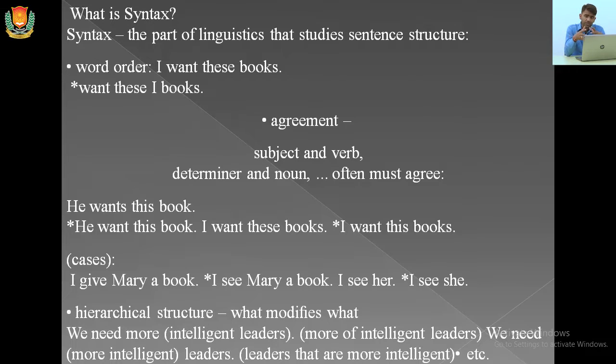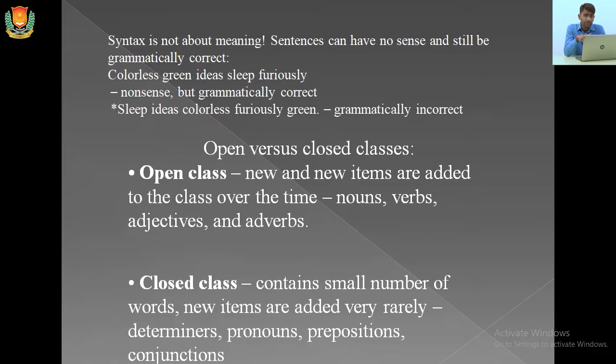So there's an order of each word, whether it is an adjective, a noun, or a pronoun. These parts of speech must be at their respective places. It is not that we put the words wherever we like and the sense will be completed in any sentence. Syntax is not about the meaning. A sentence can have no sense but still be grammatically correct. How is it possible?